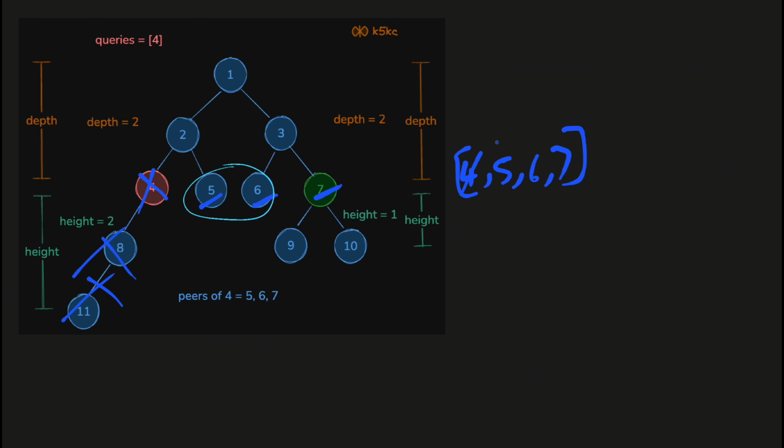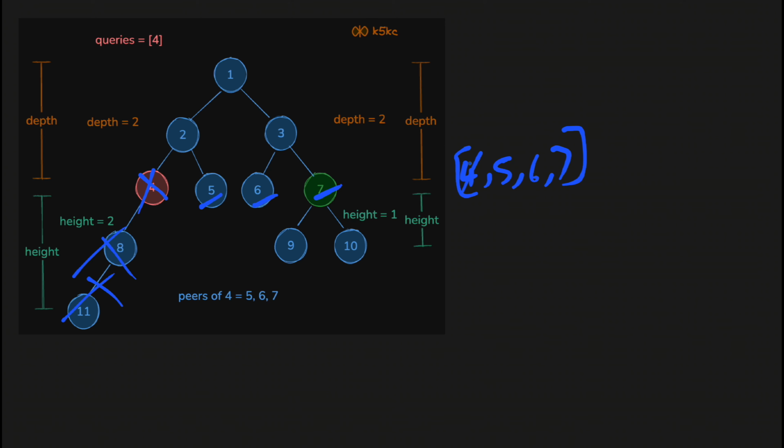For example, for node 5 and 6, height is 0 and depth is 2, so the longest path going through node 5 and 6 will be 2. But for node 7, height is 1 and depth is 2, so the longest path going through node 7 will be 3, and it is the maximum. So the tree height will be equal to 3. So this way we can actually solve the problem.